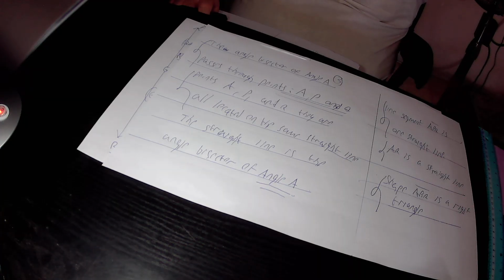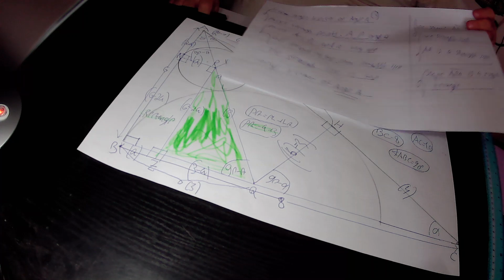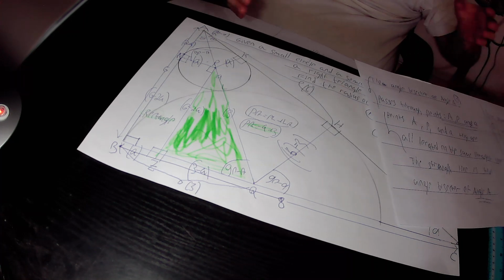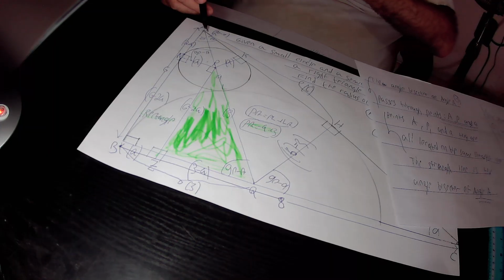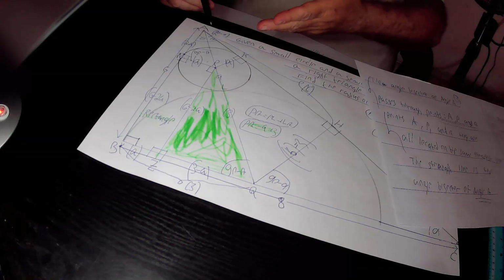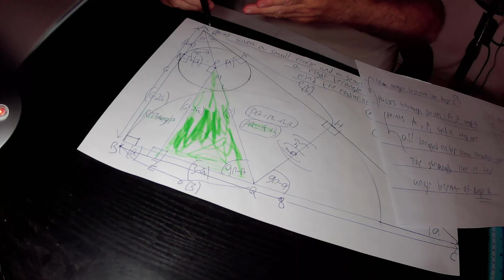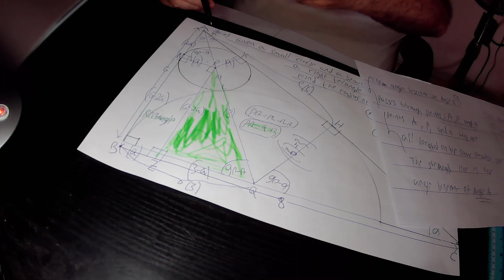Or in other words, we can say that points A, P, and Q are all located on the same straight line. Why? Because we know that the angle bisector of any angle is a straight line. The angle bisector of angle A is a straight line. And the 3 points A, P, and Q are located on the angle bisector of A, that is the straight line. So all the 3 points A, P, and Q are located on the same straight line. And the straight line is the angle bisector of A.